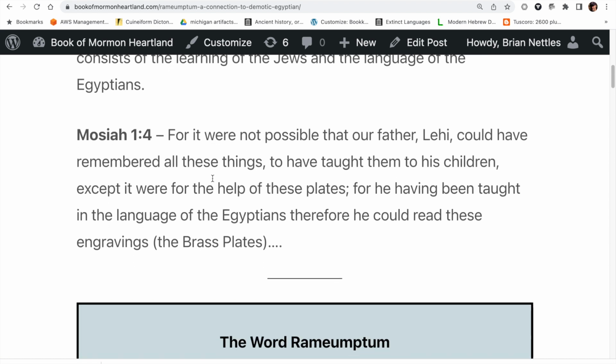Mosiah 1:4: "For were it not possible that our father Lehi could have remembered all these things, to have taught them to his children, except it were for the help of these plates. For he, having been taught in the language of the Egyptians, therefore he could read these engravings," and he's referring to the brass plates. You don't hear about Reformed Egyptian until you get to the end of the Book of Mormon, where Mormon talks about it, and Moroni also talks about it, but that's at the end of the Book of Mormon, where they have actually changed the Egyptian language and they're writing in something that is their own creation.